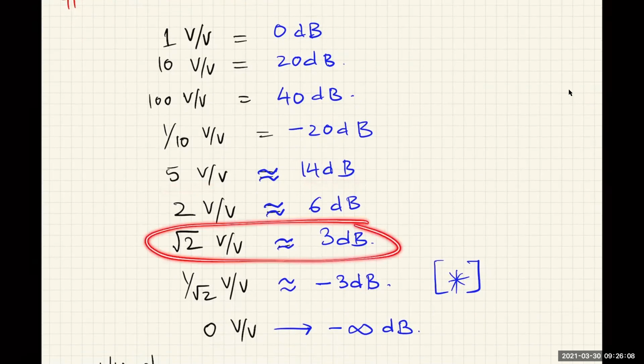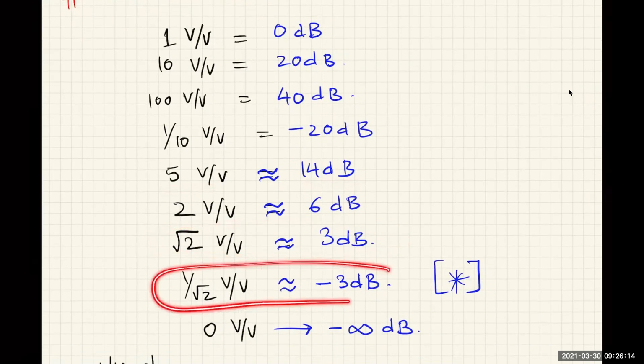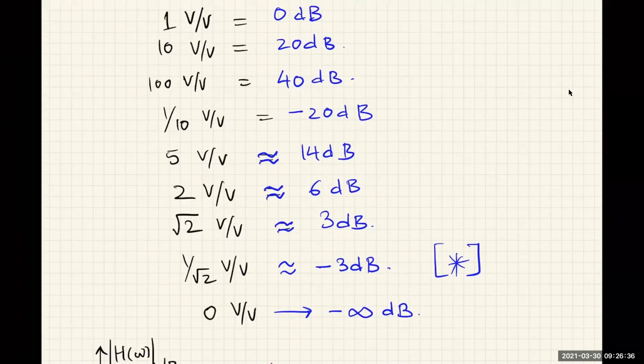5 volts per volt is 14, so on and so forth. Now this is where the important stuff comes in. Square root of 2 volts per volt is about 3 dB. And so 1 over square root of 2 comes out to negative 3 dB. Right? So we just saw that at omega equals 1 over RC, the voltage gain was 1 over square root of 2, which corresponds to negative 3 dB. Okay, so negative 3 dB corresponds to half power. Okay, and lastly, if you have a gain of 0 volts per volts, or that the output gets completely nullified, then in terms of dB, that would be a gain of negative infinity.